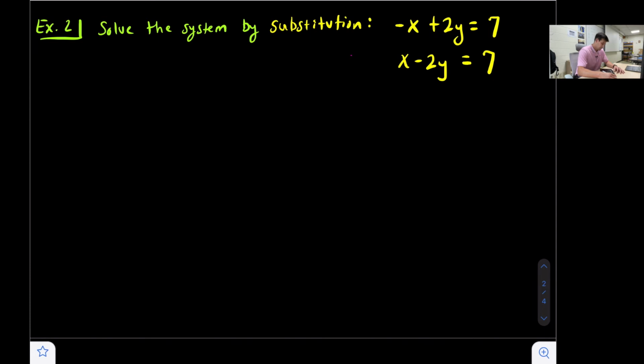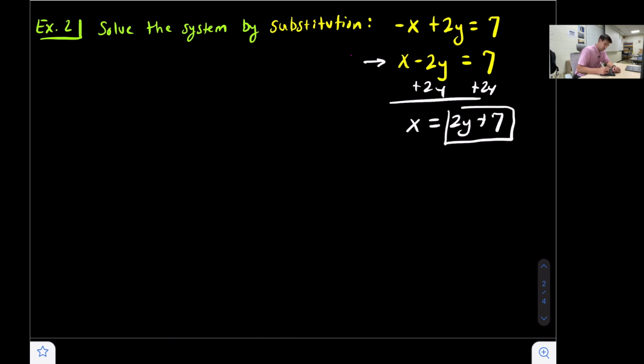So example 2, solve the system by substitution. Okay, we have negative x plus 2y equals 7 and x minus 2y equals 7. So here, notice neither equation is solved, right? It's not solved for x, it's not solved for y. I'm going to take this second equation and solve it for x, okay? So to do that, I'm just going to add 2y to both sides. So we get x equals 2y plus 7.